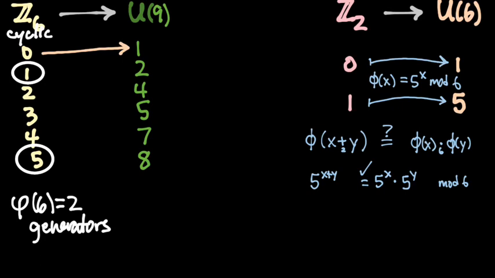So can we find, and this is the trick now, right? Can I find a generator for U9? Yes. What's an example of a generator for U9? 2. Okay, and how would we have known that?